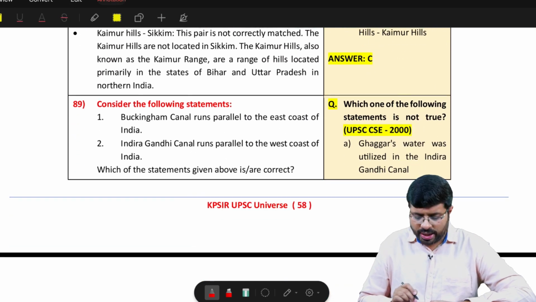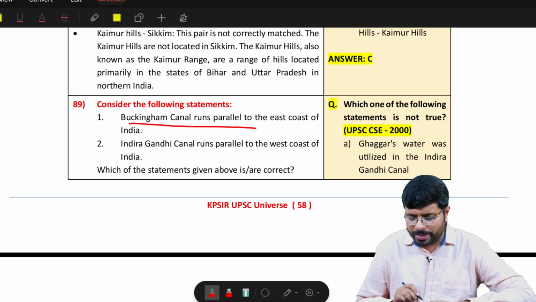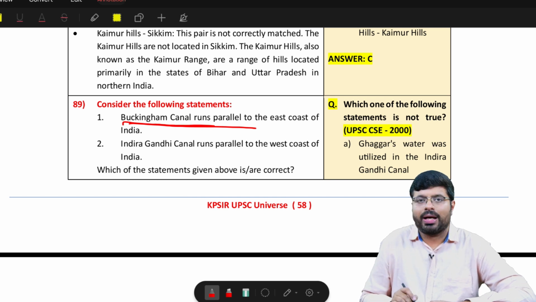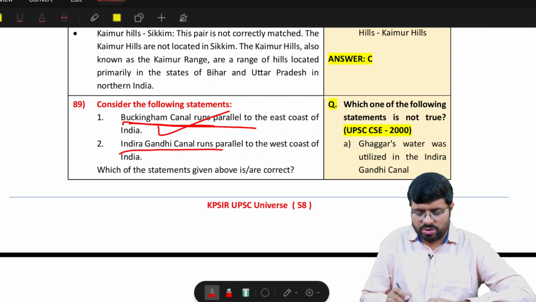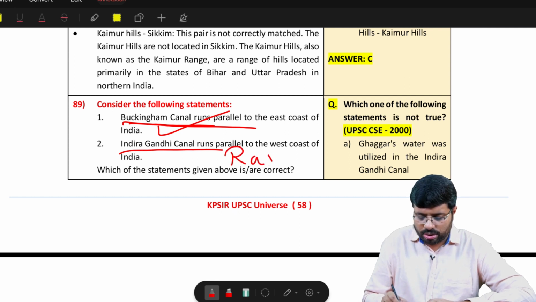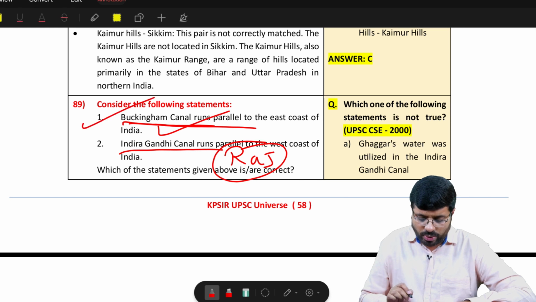Then question number 89. Buckingham Canal runs parallel to the east coast of India. Yes, sorry, Buckingham Canal runs parallel to the east coast of India. Indira Gandhi Canal runs parallel to the west coast? No, this is part of Rajasthan. So the answer is 1 only.